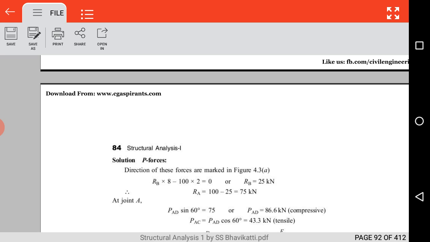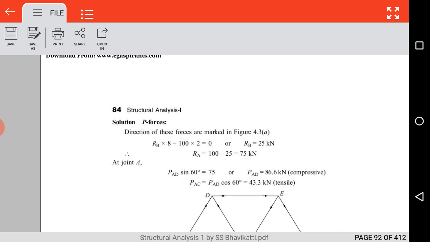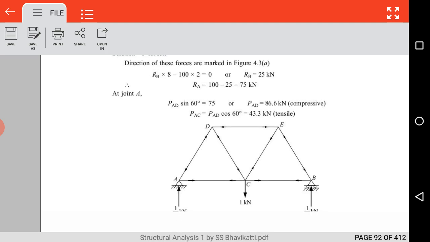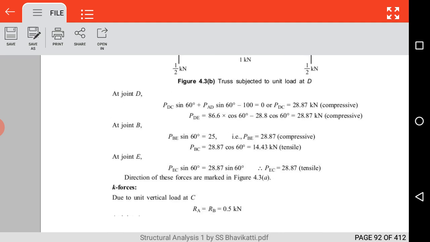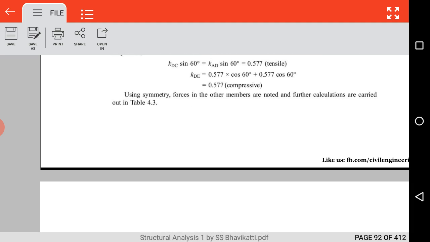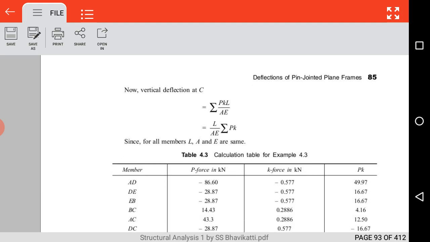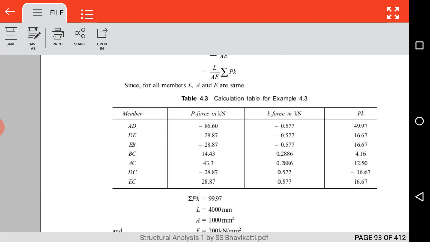So by using our method of joints, we will be finding the forces in each member. So drawing our free body diagram, or taking the equilibrium of the joint A, we find that the force in the member AD is equal to 86.6 kilonewton and force in the member AC is equal to 43.3 kilonewton. In the same way, we will be calculating the member forces for all the members and it will be tabulated in the column over here as shown.